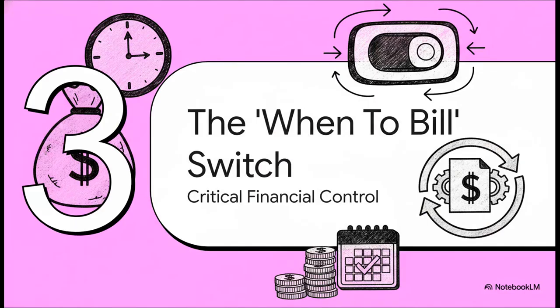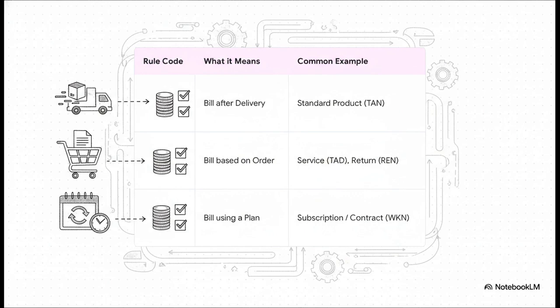Now, beyond those three main levers, there's one field that our source material calls the single most critical setting for the entire financial cycle. It's a control that determines when and even if the company ever gets paid. This little gem is called billing relevance. It's basically a code that tells the system what specific event has to happen before an invoice can be created. For a standard product, you can only bill for it after it's been delivered. Makes sense. For a service, which never gets delivered, you bill based on the order itself. And for something like a subscription, you bill based on a predefined schedule. This one setting orchestrates a company's entire cash flow.